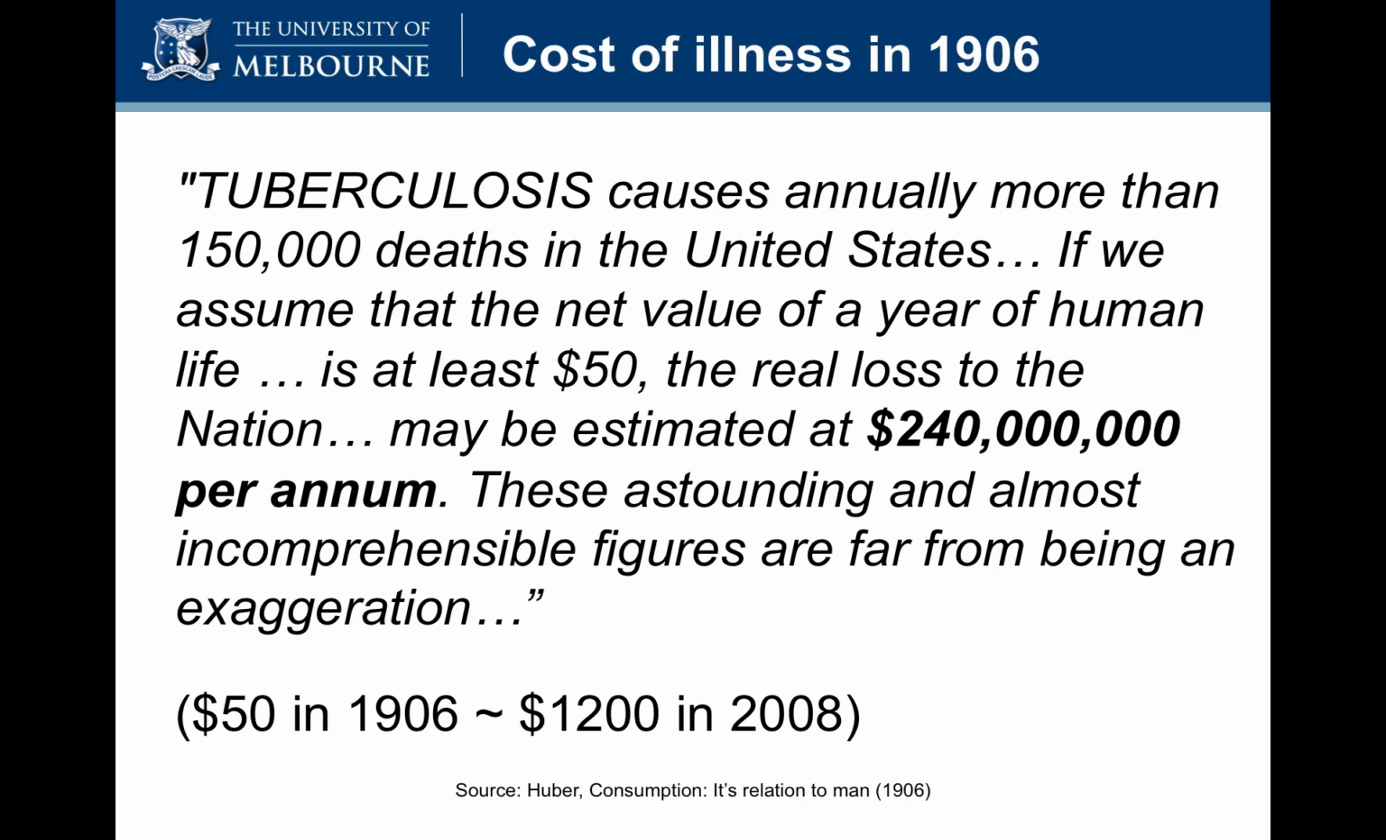So clearly what Huber was trying to do was show that tuberculosis put an enormous burden on the society in the United States at that time. What is perhaps interesting is the value of human life at $50, even if we translate that roughly into today's dollars, which would be just over $1,200, that they do seem low compared to the sort of values we talk about, and also our overall level of healthcare expenditure clearly exceeds what it was in 1906.